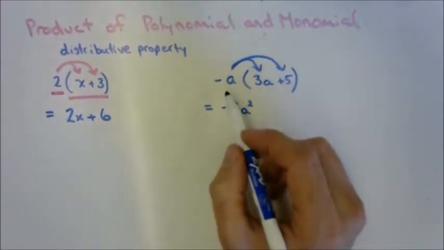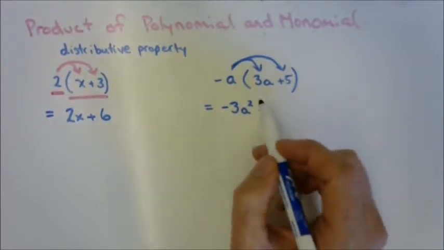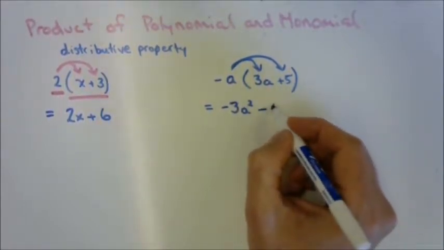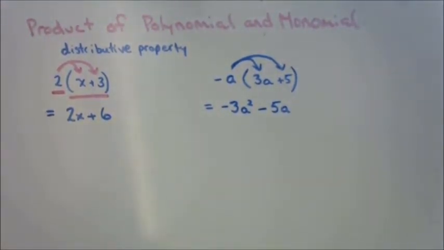Then the same principle applies here. We've got a negative times a positive, so it's going to be a negative. And we've got a times 5. That means we have 5 a's. And that one is done.